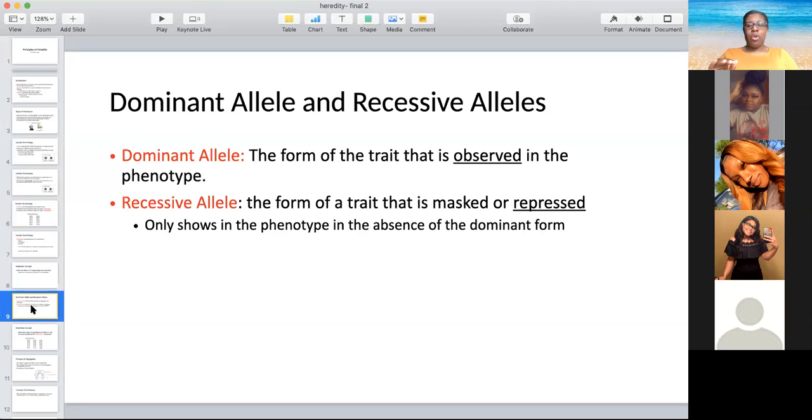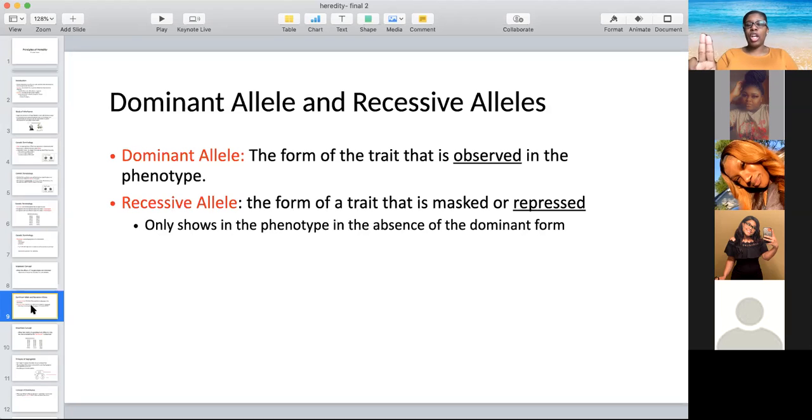In contrast, the recessive form of the allele in that pair is the form of the trait that is masked or repressed. We use the term repressed in genetics to refer to the absence of the trait. So when we have a heterozygous pair of alleles, two different copies, the allele that's going to be observed in the phenotype is the dominant form, and the recessive form will be masked or repressed. The only time we see the trait encoded by the recessive allele is in the absence of that dominant trait.